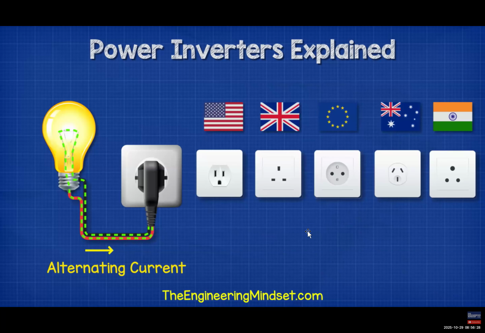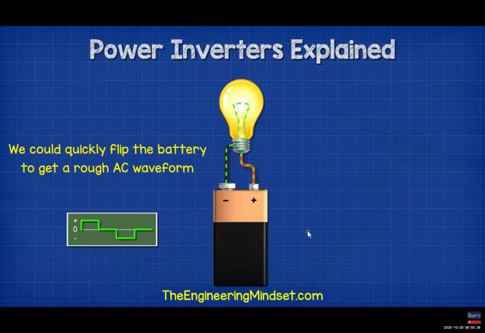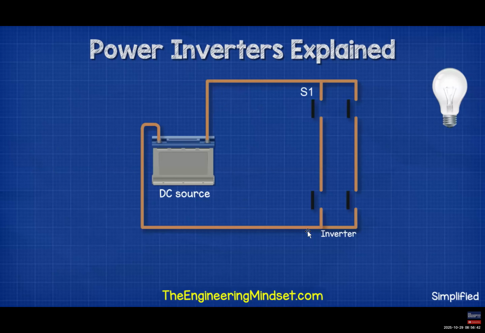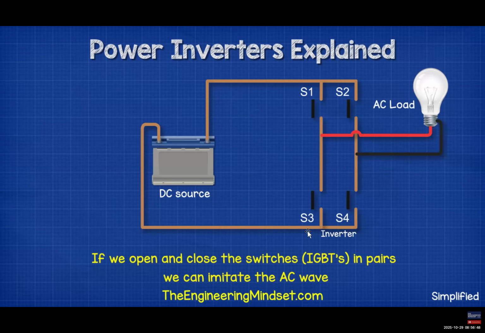Remember, AC is where the current reverses direction. We saw earlier in the video that we can reverse the direction of current by reversing the battery. We could very quickly reverse the battery to produce a rough AC supply. But an easier way would be to connect 4 switches or IGBTs across our load, such as a lamp. If we open and close these in pairs, then we can produce AC electricity.